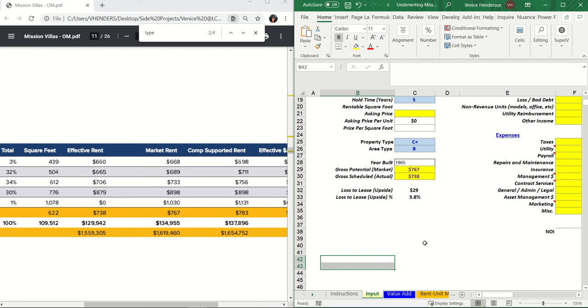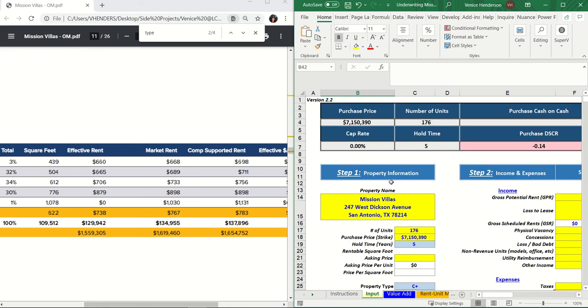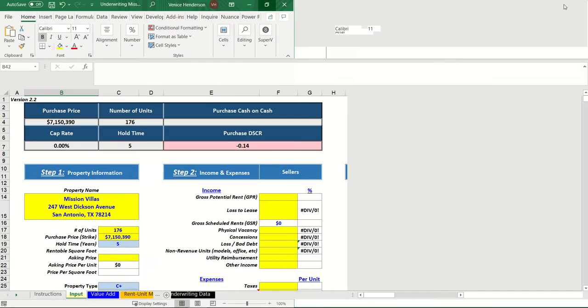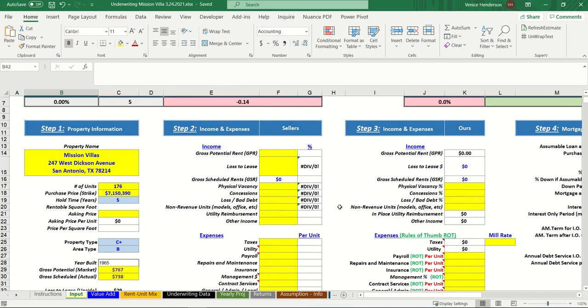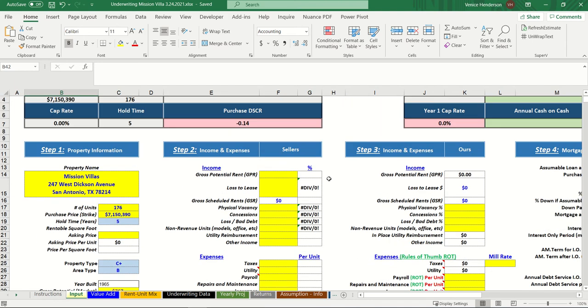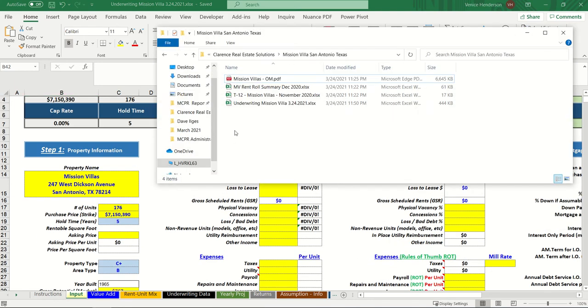I'm going to get rid of that just so it doesn't confuse us in any way. And I'm going to save periodically. So I've completed step 1, which is the property information. So we're going to move on to step 2. You'll notice that I saved because you want to make sure that you don't lose any good information. So at this point, we're going to enter the seller's information. So we are going to go to our lovely spreadsheets and dive into our T12.